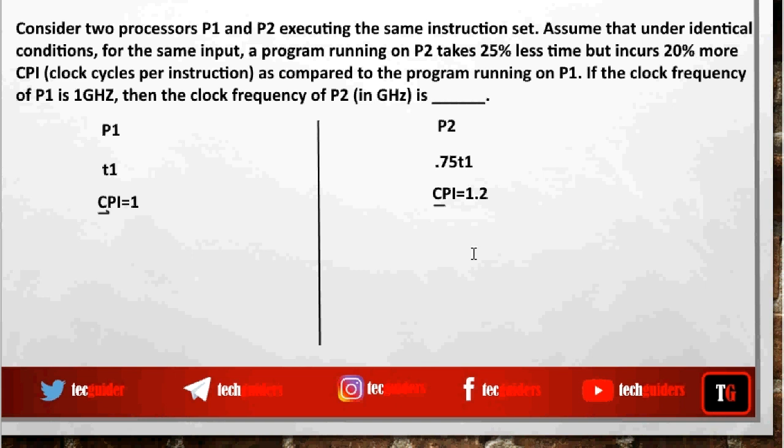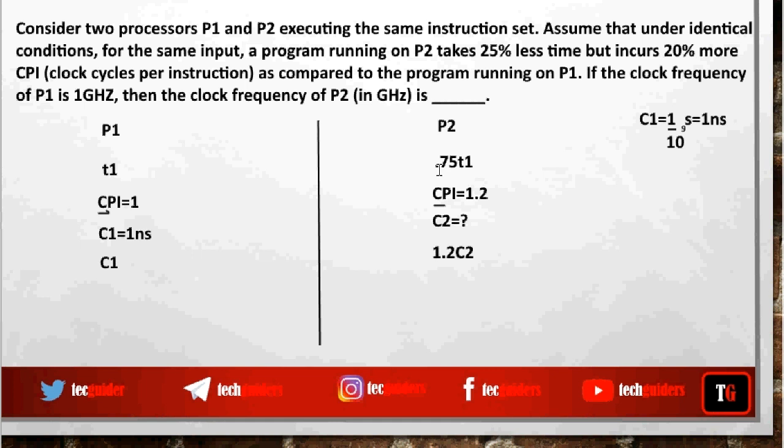Now to find the clock time period: on processor P1, the frequency is given as 1 GHz. Hence the time period is equal to 1 by frequency, 1 by 10 power 9 seconds, which is 10 power minus 9 seconds, or 1 nanosecond. The time period of each clock in processor P1 is 1 nanosecond. The time period of each clock in processor P2 we do not know; we need to calculate it. Let it be C2. Here in every 1 nanosecond we are processing one instruction, and here in every 1.2 into C2 time we are processing one instruction, and C2 we need to calculate.